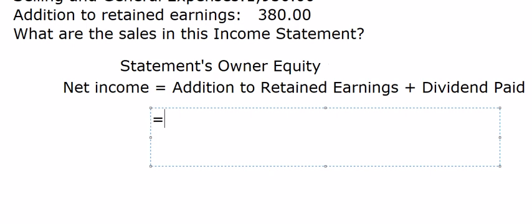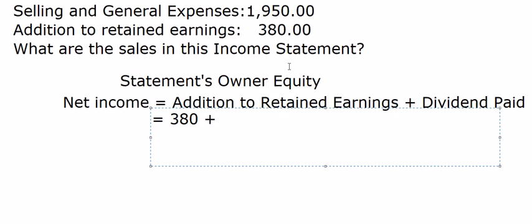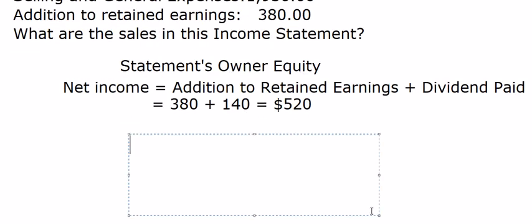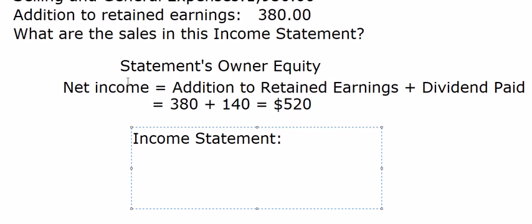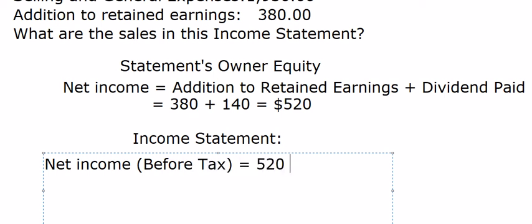So we have 380 plus the dividend paid, which is 140, so you get 520. Now we go to the income statement. The net income is after tax. Now we will find net income before tax. We have 520 and divide it by 1 minus the 35% tax, so you get about 800.